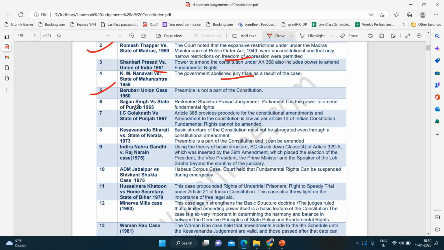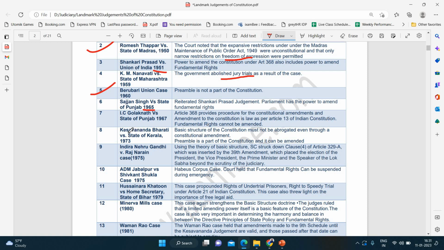Then in Sajjan Singh versus State of Punjab 1965, the Shankari Prasad judgment was reiterated and it was stated that Parliament has the power to amend the fundamental rights. Then in I.C. Golaknath versus State of Punjab 1967, it was stated that Article 368 provides the procedure for constitutional amendments and an amendment to the Constitution is law as per Article 13 of the Indian Constitution. Fundamental rights cannot be amended. So there were statements related to Article 13 and an amendment was also considered a law. Fundamental rights, however, cannot be amended.